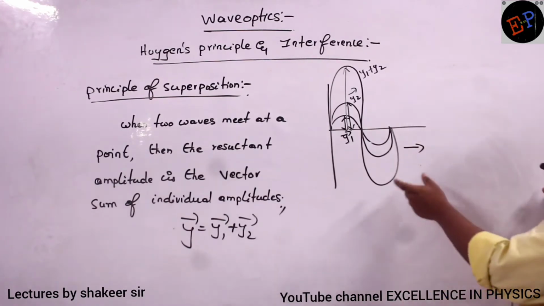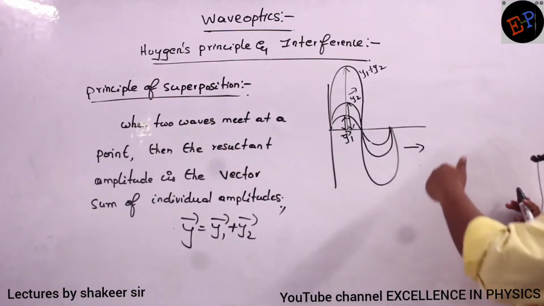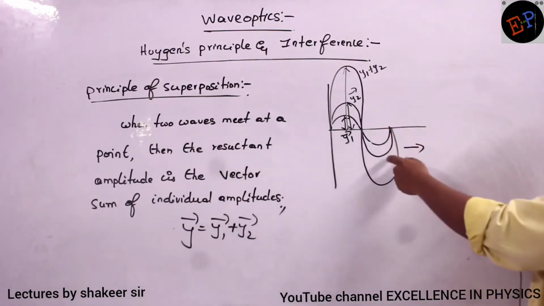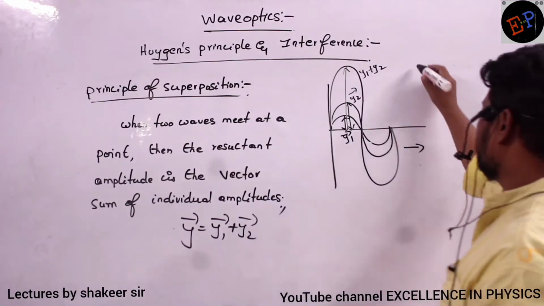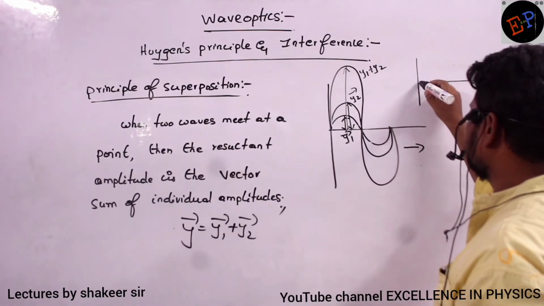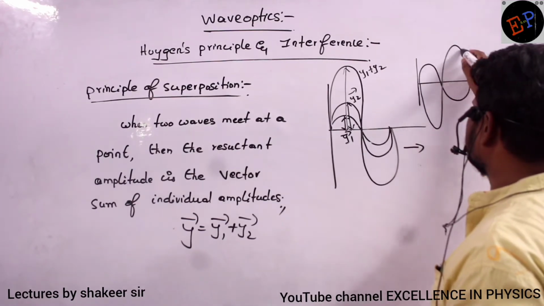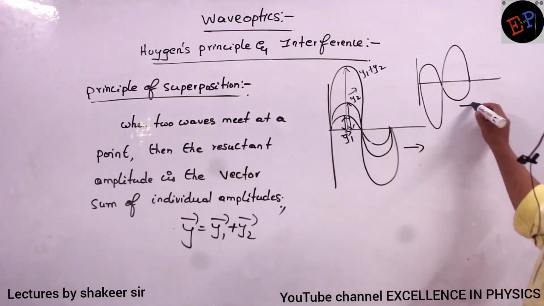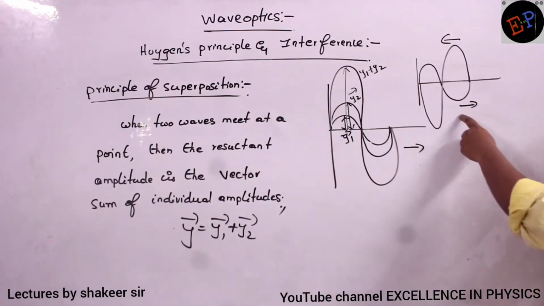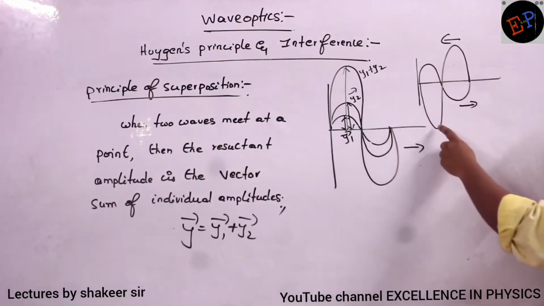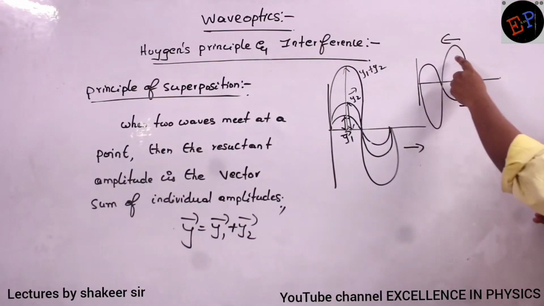Now what is this kind of superposition? This is called constructive superposition. Constructive means crest superposing on crest, trough superposing on trough. So the resultant amplitude will be very large. Now this kind of superposition is also possible. This is one wave, and consider this is the second wave. One wave is traveling like this, the second wave is traveling like this. Now what is happening here? Crest is superposing on trough.